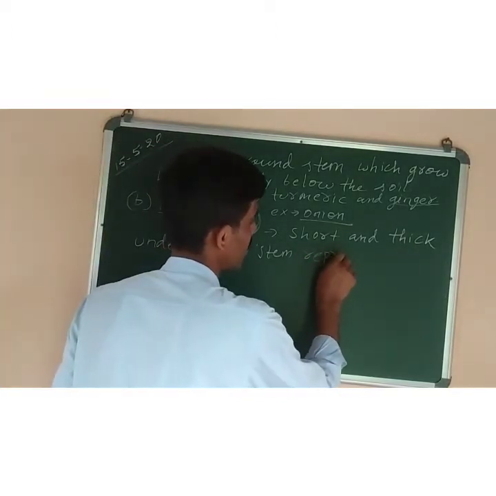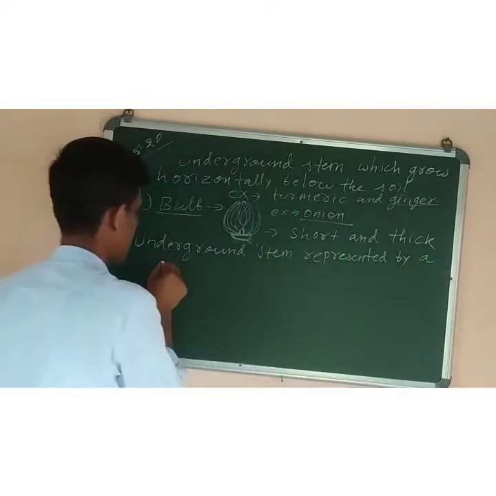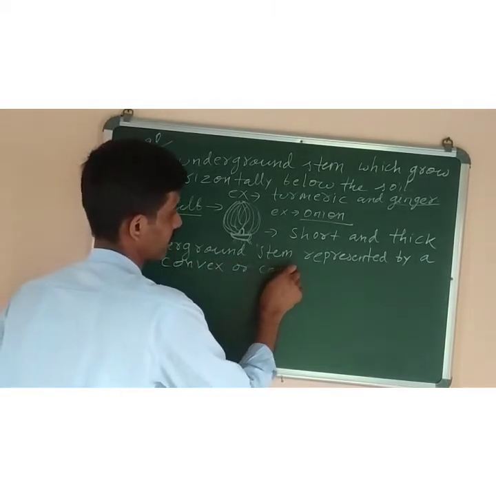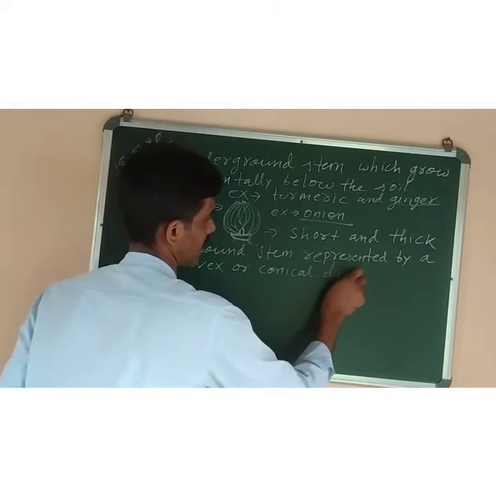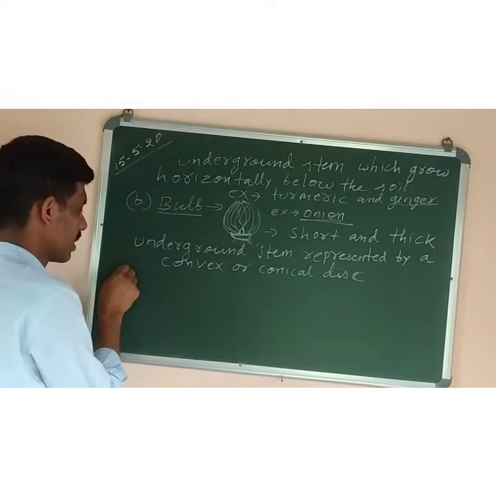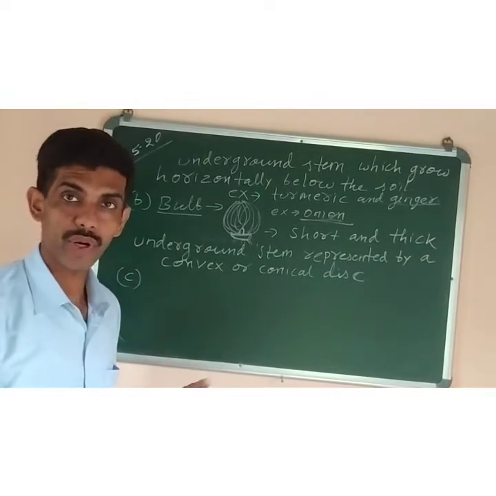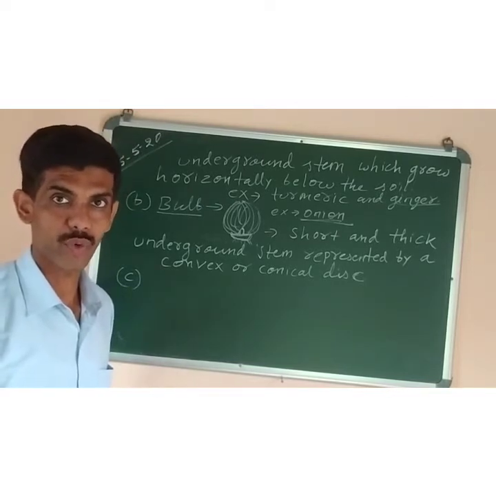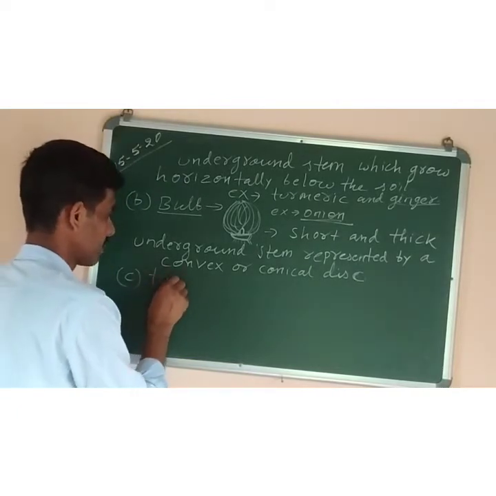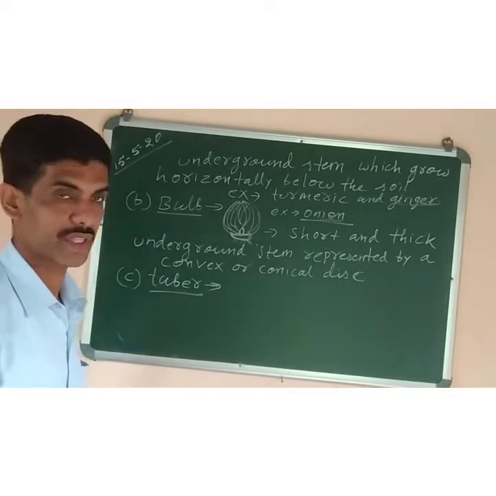The stem is represented by a convex or conical disc. The example we have already said, that is onion, in the beginning only. Now the third one. Rhizome, bulb, even potato tuber is also an example of underground modification of a stem, but we have to check whether it is there in the syllabus. Yeah, tuber is also there. So the third type of underground modification of a stem is tuber.